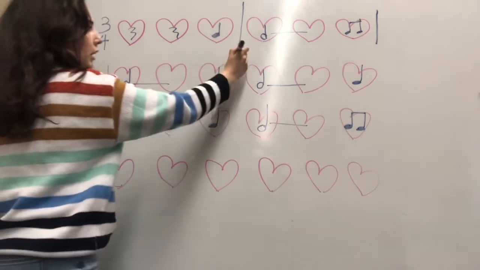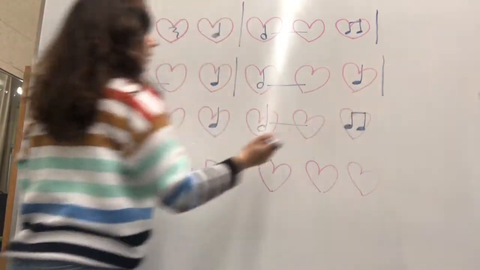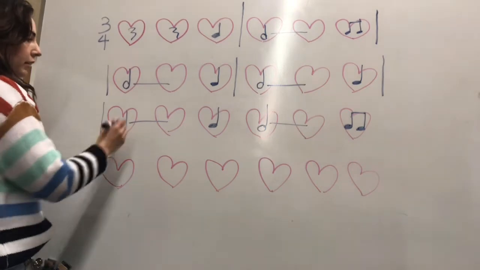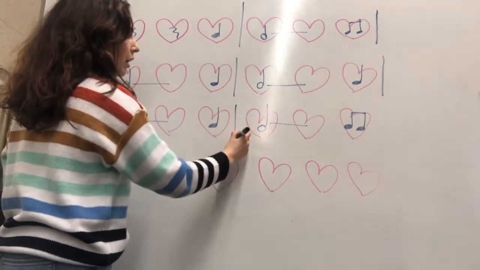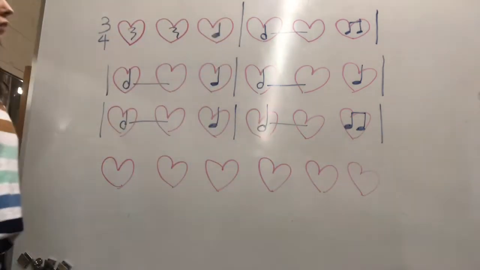1, 2, 3. Bar line. 1, 2, 3. Bar line. Bar line here. 1, 2, 3. Bar line. 1, 2, 3. We'll put a bar line there.